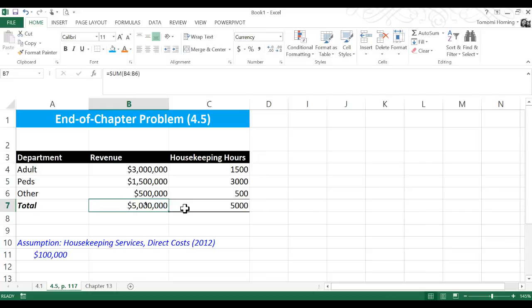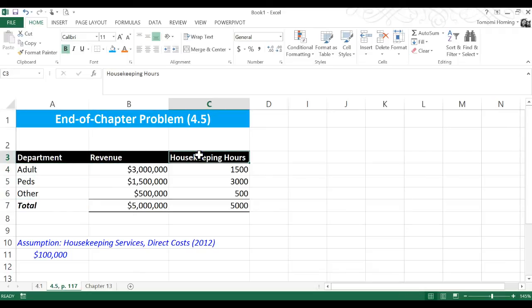So then the question becomes, this $100,000 housekeeping direct cost, which is from a non-patient revenue generating area, how do we allocate the $100,000 to each of those three departments, the adults, the peds, and other, so that it's a fair representation of how much they should pay for or how much they should contribute towards covering the housekeeping expenses? So the question really becomes, which method is better? Is it better to allocate costs according to revenue, or is it better to allocate costs according to housekeeping hours?